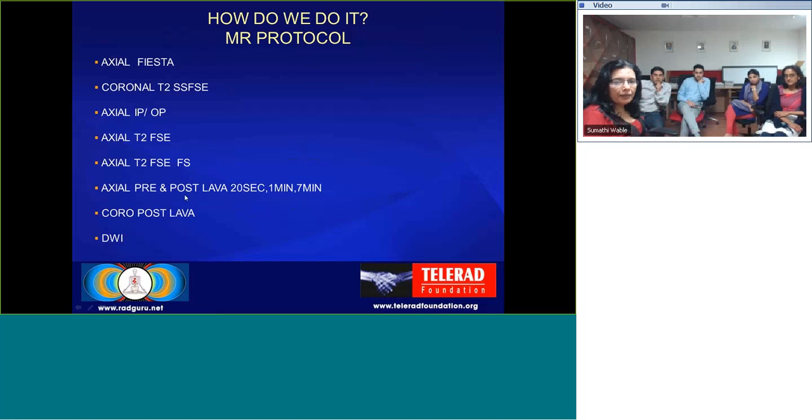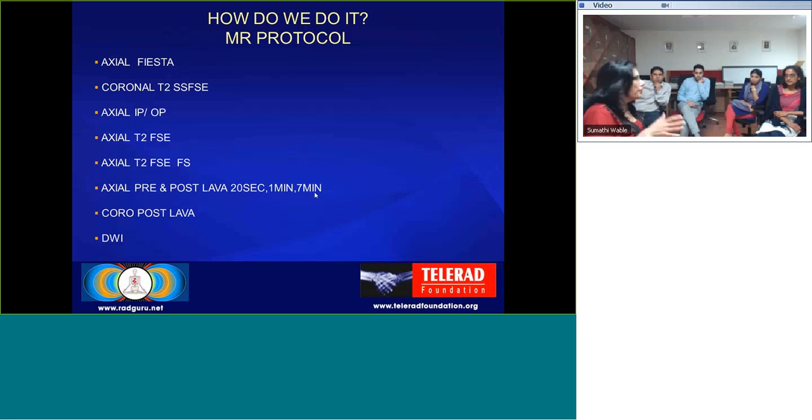And the pre and post fast gradient echo. LAVA is very typical for GE. Each machine has their own lingo. Siemens has their own, Philips has its own. But basically, it's 3D fast gradient echo images, dynamic images, pre and post, arterial phase, and then a portal venous phase, 60 to 70 seconds. And in Einstein, we had originally picked a 7-minute delay.